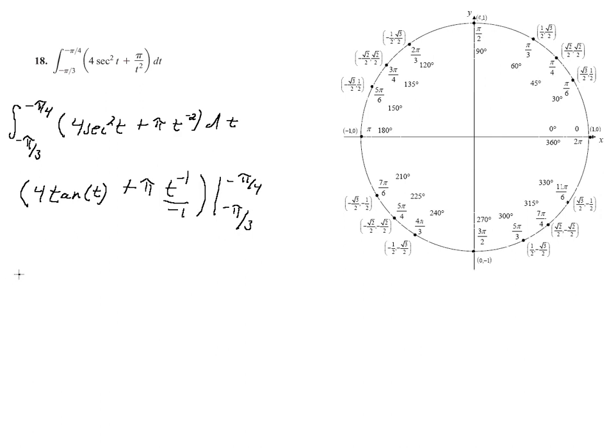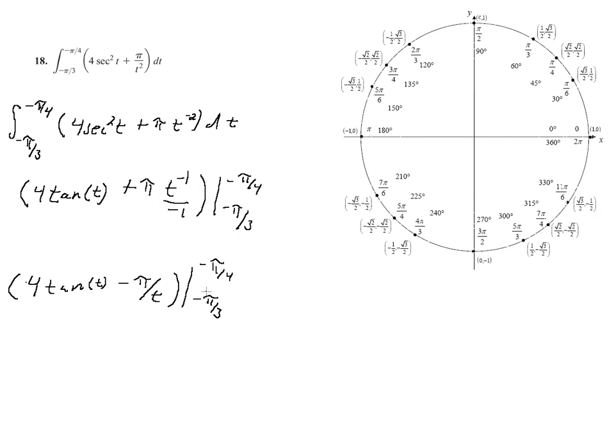So now I'm going to evaluate, oh well, no, I'm going to rewrite this first. It's 4 tangent of t, and then the negative 1 times pi is negative pi, and I'm just going to write it over t. I like that. And then it's still evaluated from negative pi over 3 to negative pi over 4.